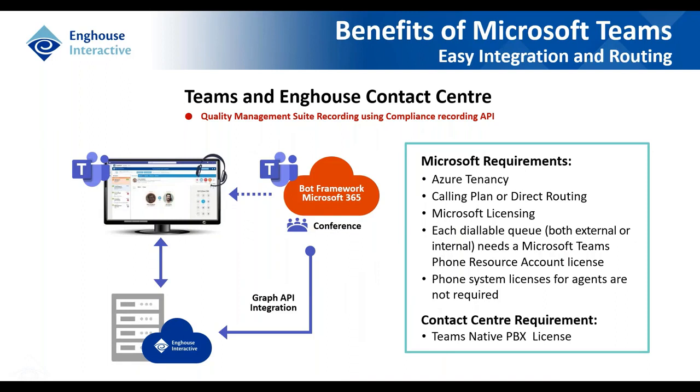You will be required to have an Azure tenancy, a calling plan or direct routing, and some Microsoft licensing. Each dialable queue, whether it be external or internal, needs a Microsoft Teams phone resource account license. Agents do not need phone system licenses to receive calls from the bots, but an agent may need a phone system license for other reasons. So for instance, if you're doing direct routing or you'd like your agent to make outbound calls from Teams. And on the contact center side, you'll need a Teams native PBX license.